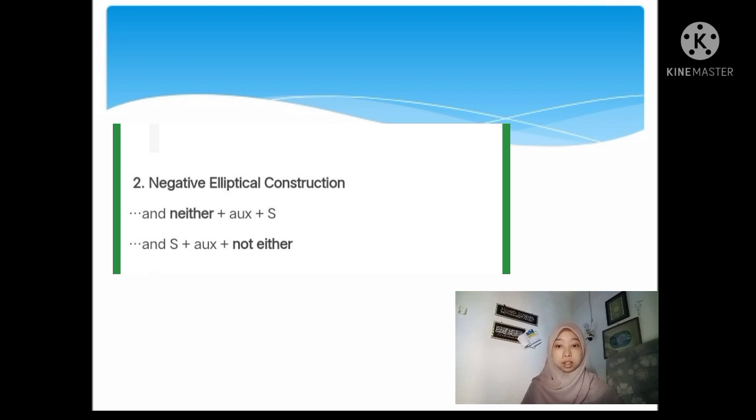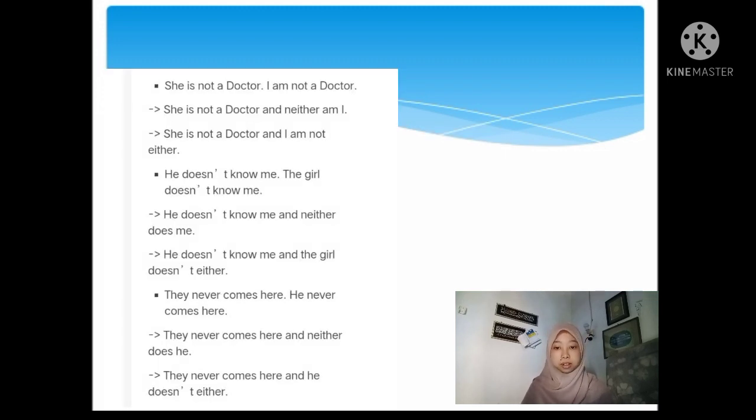Negative elliptical construction. Formula: and neither plus auxiliary plus subject, and subject plus auxiliary plus not either. Example, negative sentence, elliptical construction. 1. She is not a doctor. I am not a doctor. Or she is not a doctor and neither am I. Or she is not a doctor and I'm not either.